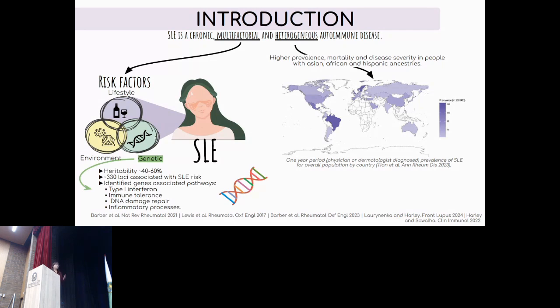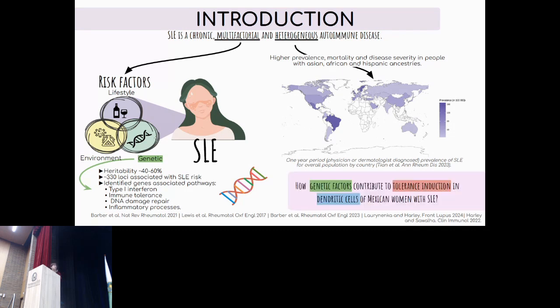To date, more than 300 loci associated with lupus risk have been identified. And they have also identified genes associated with pathways important for lupus pathophysiology, such as type 1 interferon, immune tolerance, DNA damage repair, and inflammatory processes.